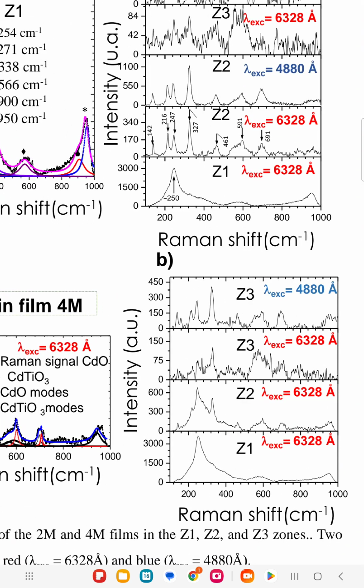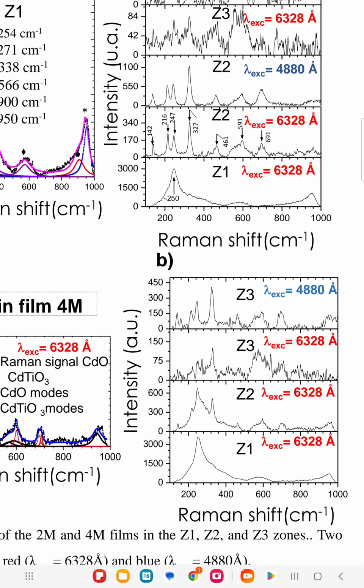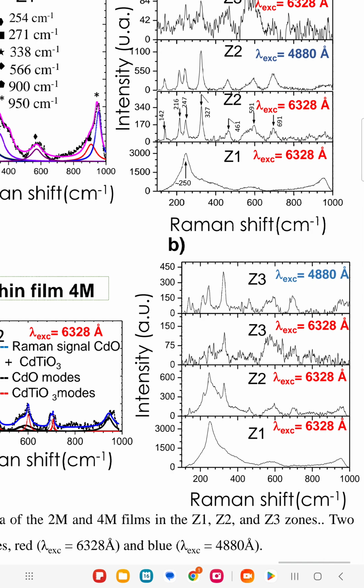For the case of the Z3 zone, we see the same behavior. For the red line, we couldn't see clearly the signals corresponding to any of the phases. However, when we analyze the Z3 zone with a more energetic line, we can see the corresponding vibrational modes of cadmium titanate.